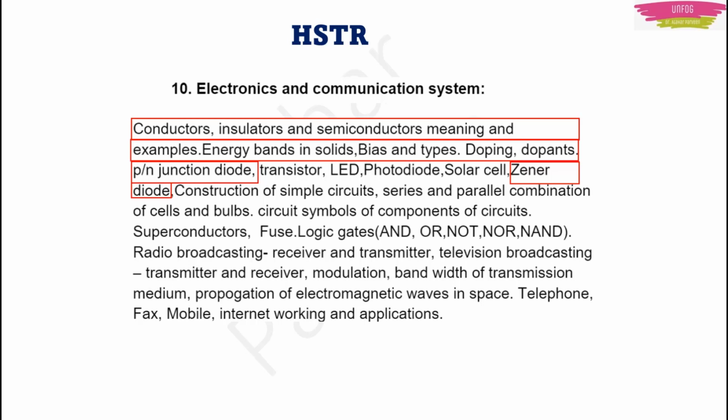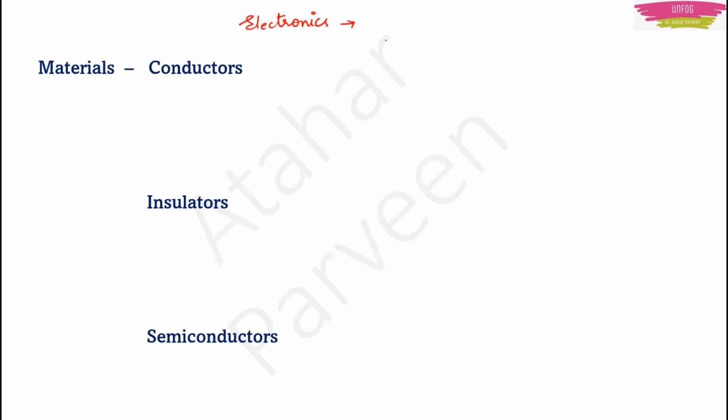You have this syllabus. Now let us start with this chapter, electronics. Electronics means solids, right? It deals with solid materials. So what is a solid material? That solid material could be a conductor, an insulator, or a semiconductor. So solids are classified into three types: conductors, insulators and semiconductors.